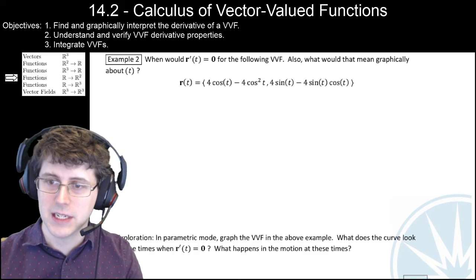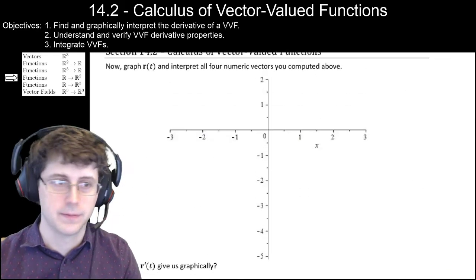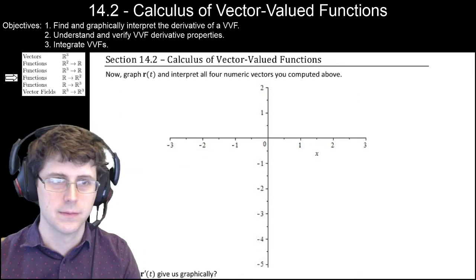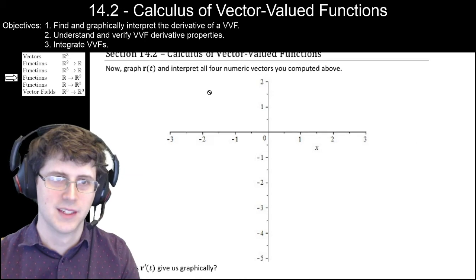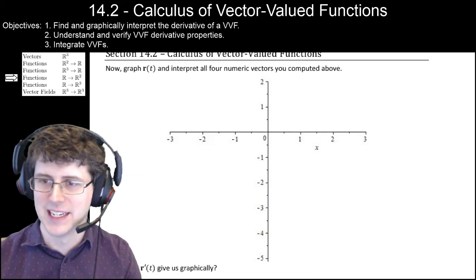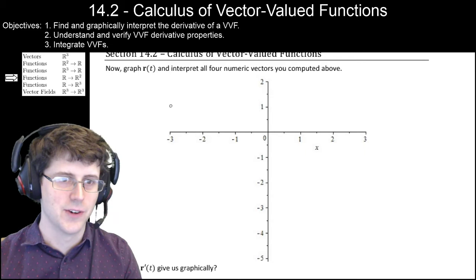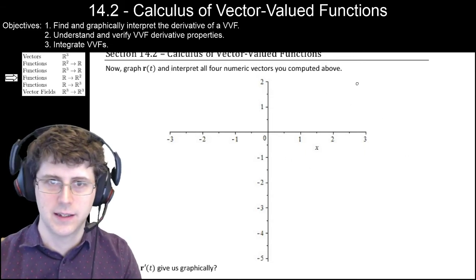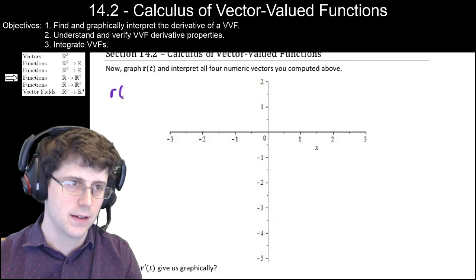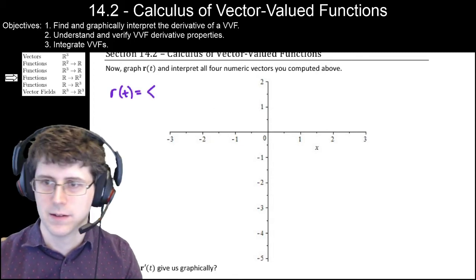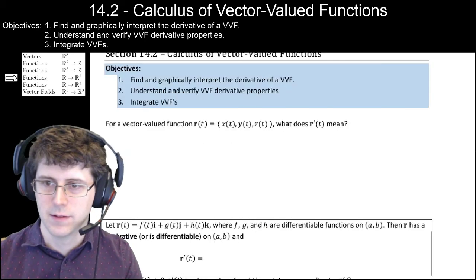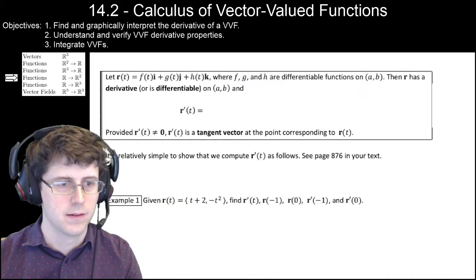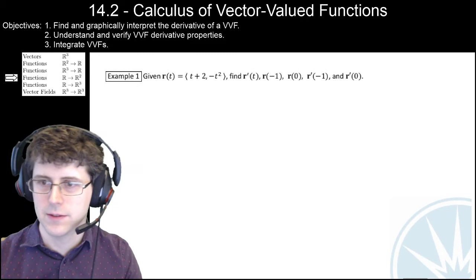Okay, let's look at page 2. This says to do exactly what I just did. So graph r of t. R of t was t plus 2 minus t squared.